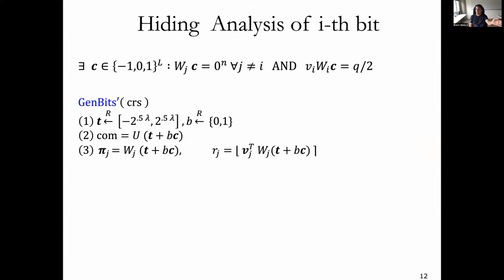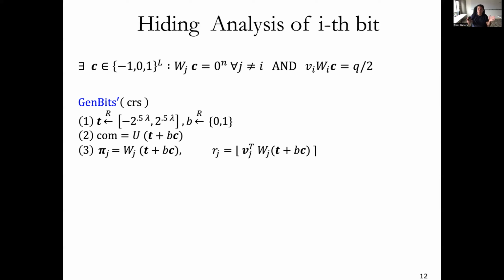Okay, so to continue the analysis, we can now switch to a different generation algorithm, GenBits prime, but I'll argue that no attacker could information-theoretically tell whether I used the original GenBits or this new one. So in this new one, I choose T just as before, but I also choose some random bit B in 0, 1. And now my commitment, instead of just using T as the seed, I'm going to use T plus B times C. Okay, and then compute everything else the same way.